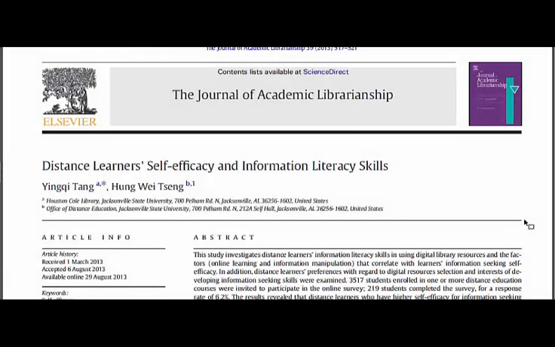In this video, we'll demonstrate how the criteria that are used to evaluate an information source are applied to a specific article. Our article is published in the Journal of Academic Librarianship. The title of our article is Distance Learners' Self-Efficacy and Information Literacy Skills.